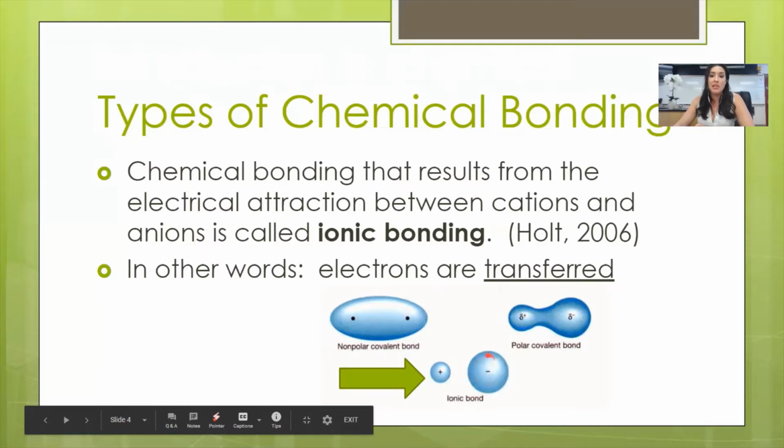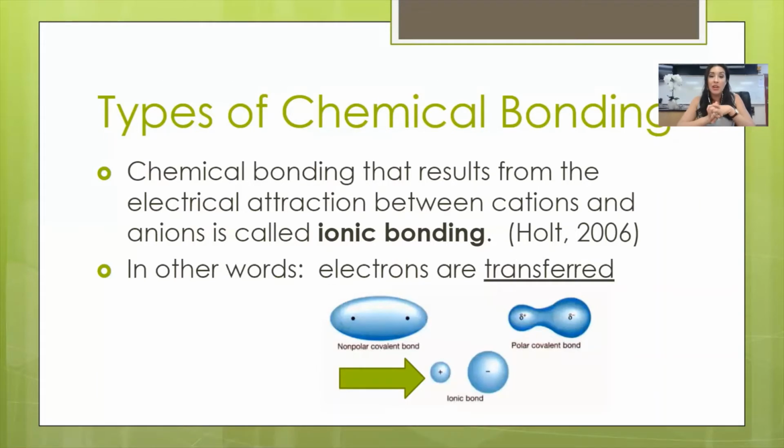So something about this element is better able to attract electrons to itself than this element. This could have to do with the atomic radius. It could have to do with electronegativity or ionization energy or any of the other periodic trends that we've discussed. So ionic bonding, transfer of electrons between two or more nuclei.